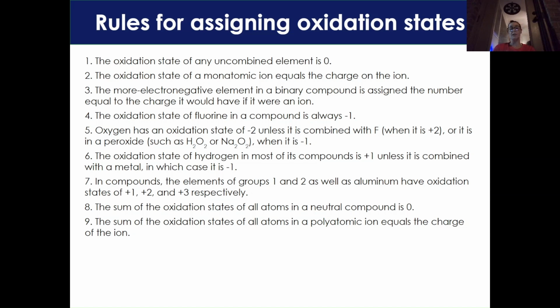Another rule is that the more electronegative element in a binary compound, which means a compound that only contains 2 different elements, is assigned the number equal to the charge it would have if it were an ion. For example, a binary compound such as sodium chloride, NaCl, you would look at the more electronegative element there, which is chlorine, and assign that the oxidation number it would have if it were an ion, which of course sodium chloride is an ion, but so it would be -1, whereas the sodium would be +1.